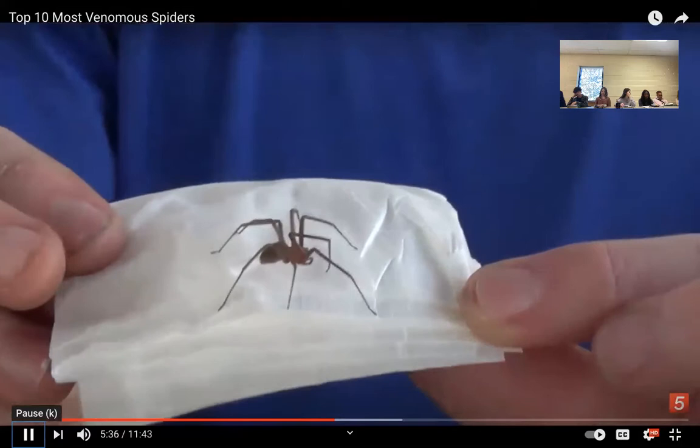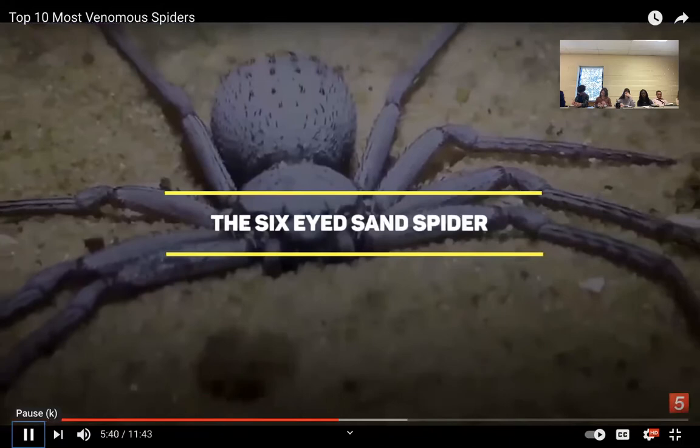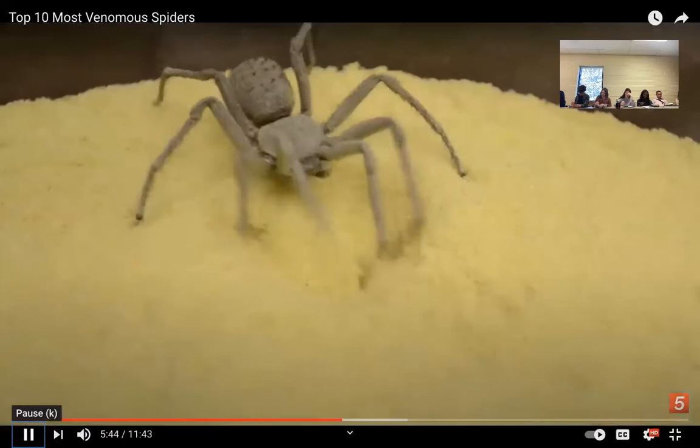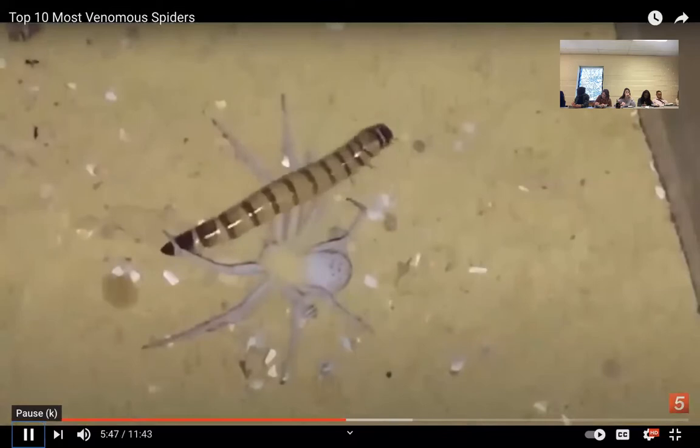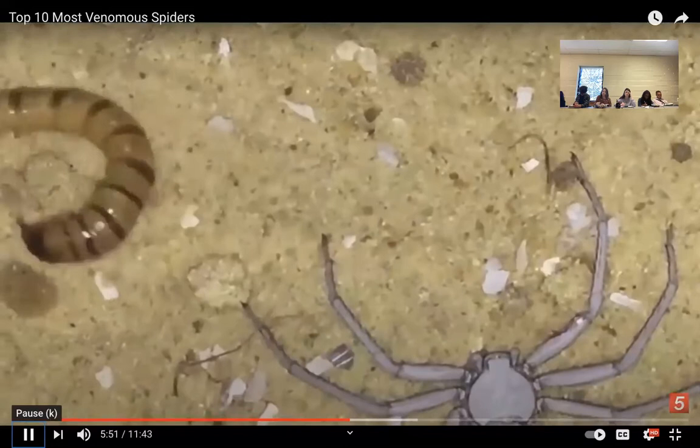Number 5. The Six-Eyed Sand Spider. The six-eyed sand spider is a medium-sized spider with a body measuring 1 to 2 inches and legs spanning up to 4 inches. It is found in deserts and other sandy places in southern Africa, with close relatives found in both Africa and South America. So, 4-inch legs, found in southern Africa.